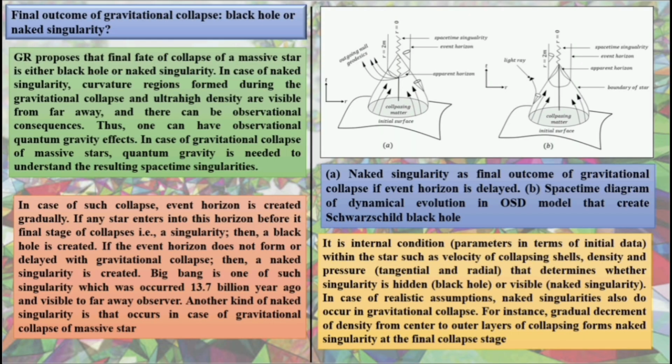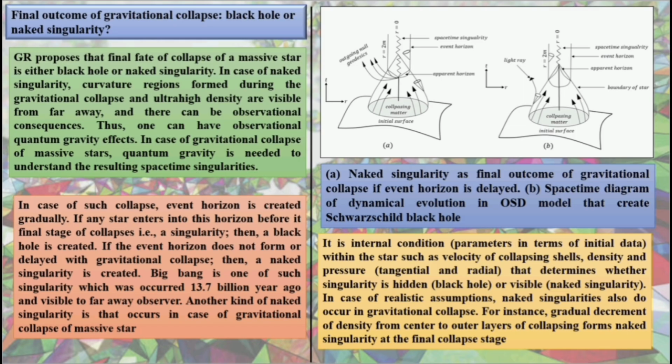So first of all, let us see what will be the final outcome of gravitational collapse, whether it is black hole or naked singularity. General relativity proposes that final fate of the collapse of a massive star is either black hole or naked singularity. In case of naked singularity, curvature regions formed during the gravitational collapse and ultra-high density are visible from far away observer, and there can be observational consequences. So one can have observational quantum gravity effects.